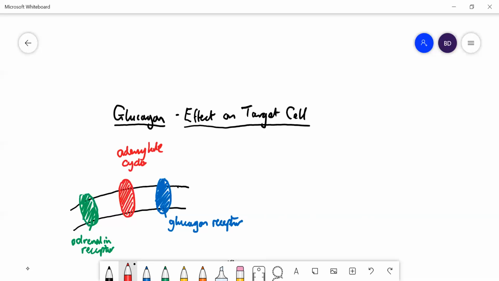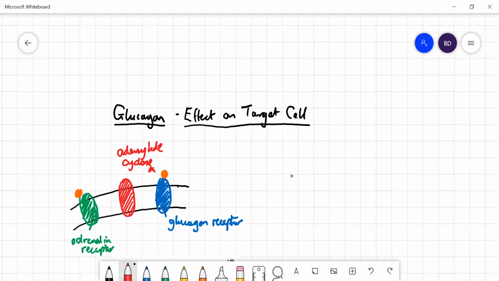So the sequence of events is you get glucagon coming along and binding to the glucagon receptor, or in fact, it might be adrenaline binding to the adrenaline receptor. That causes certain changes; the receptor changes shape, and then it interacts with the enzyme adenylate cyclase. Adenylate cyclase then makes cyclic AMP. So we'll have a quick look at how that works.